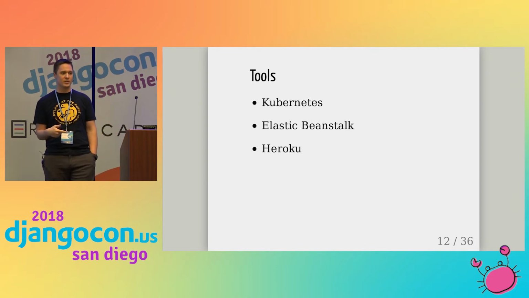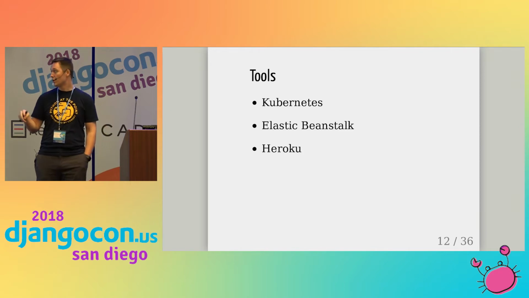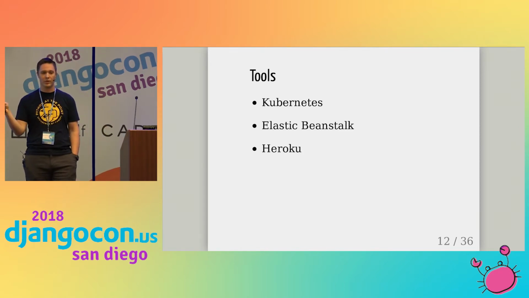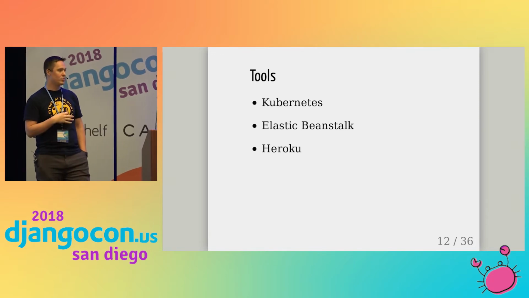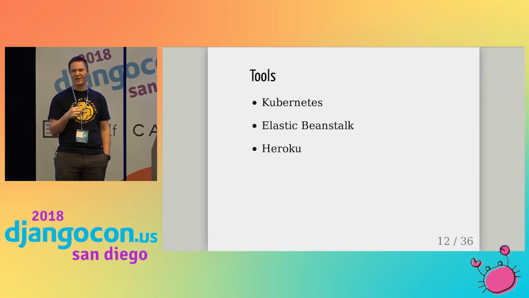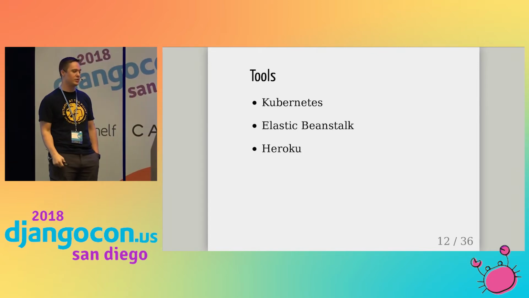Both Kubernetes and Elastic Beanstalk support them by name, so rolling deployments and blue-green deployments. Heroku supports both, but they call them their own thing because that's Heroku's way. So if you just want a simple solution that does these things for you, these are some of the tools that do them. I'm sure there's a lot more, but these are the ones I'm familiar with.